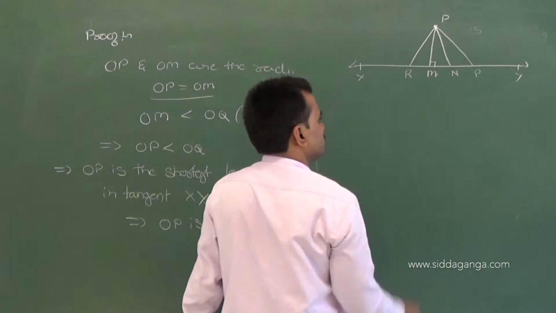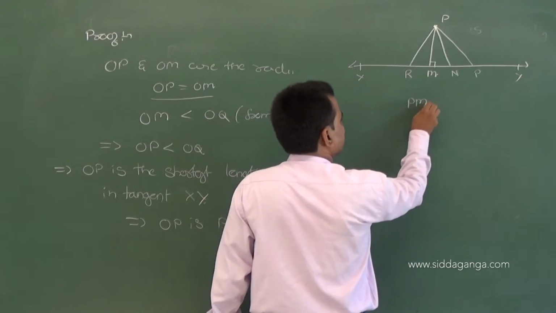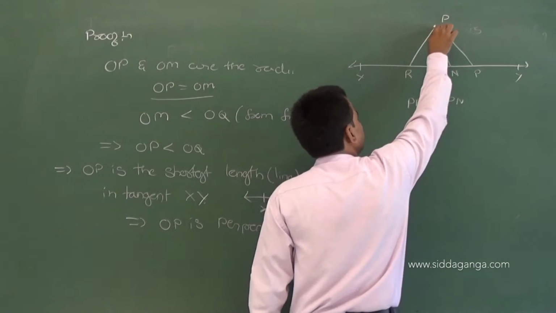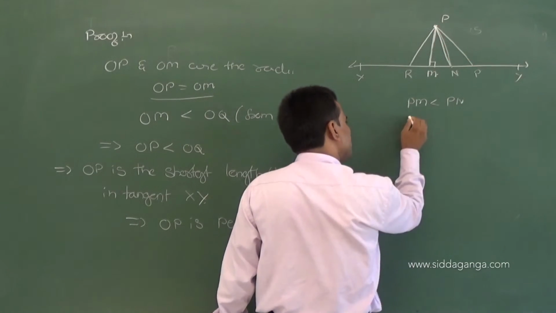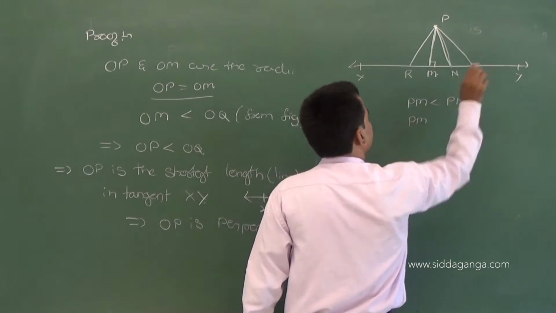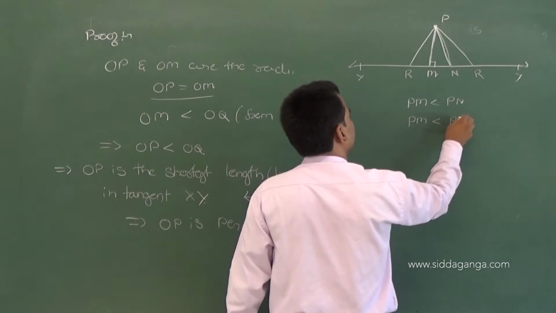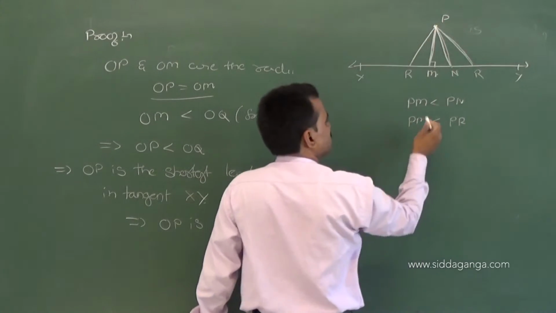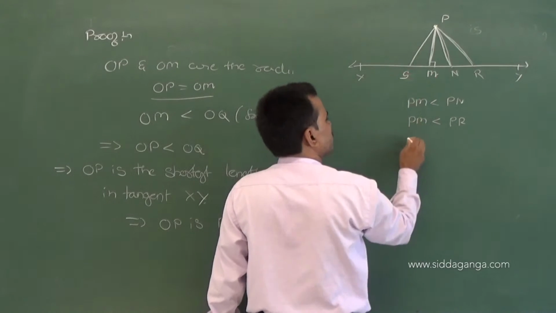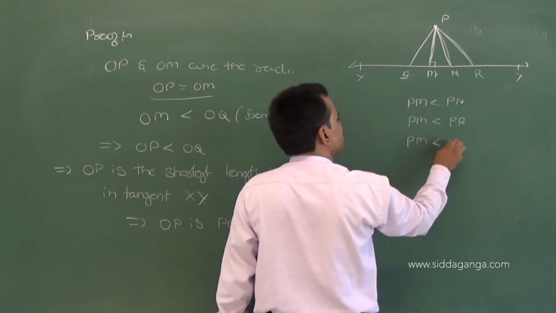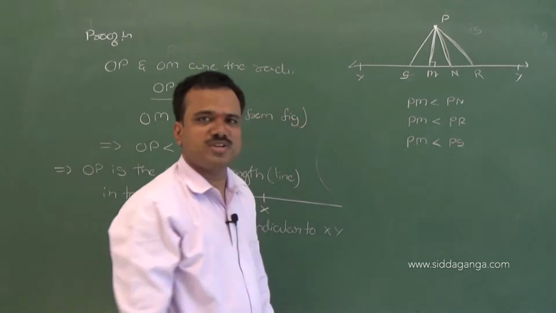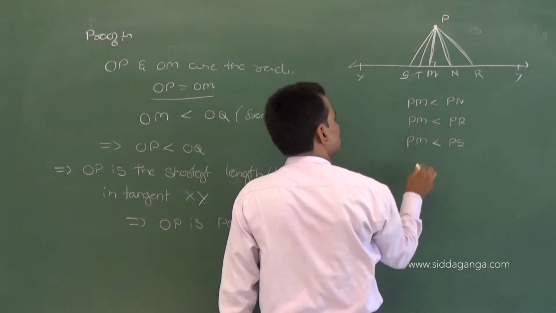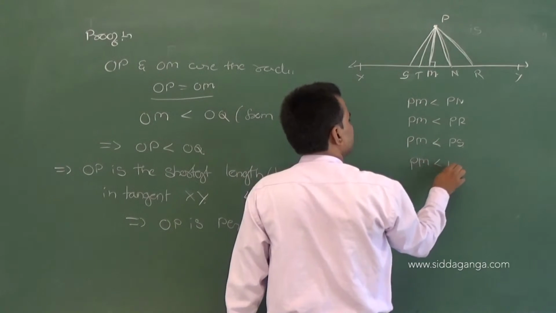Observe carefully. PM is less than PN. Correct? The length of PM is less than the length of PN. As well as PM is less than PR. Correct? The length of PM is less than PR. So this one I call S. PM is also less than PS. If you draw one more line segment, PT, no doubt, PM is less than PT.